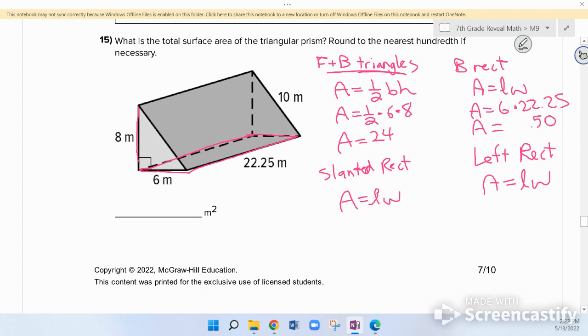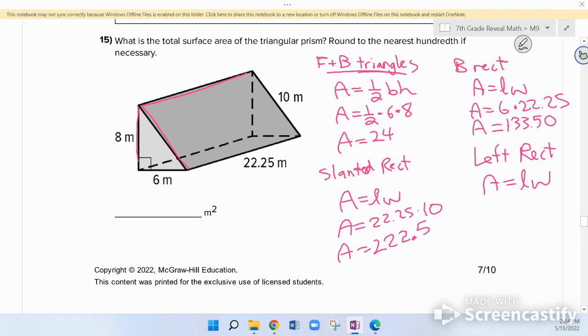Anybody have that answer? Yeah, George? Matt? That's 133.5 or 50, it doesn't matter. The slanted rectangle, that's this one, that's what I called it. That's 22.25 times 10, which is 222.5.